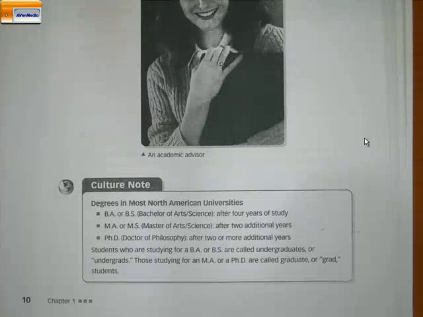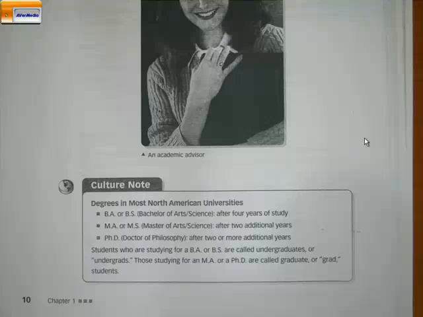Culture note, degrees. When you study, at the end of the study you get a degree. Now in English, these are designated in particular ways in North America, also in England. The first is the bachelor's, but we don't use that word. We say BA, you see there, B point, A point, or BS if it's in science. This is after 4 years of study. Then there's the MA or MS, Master of Arts, Master of Science. That's after maybe 2 or more additional years. And then finally the PhD, the Doctor of Philosophy, and that could again be another 2, 3, 4 years.